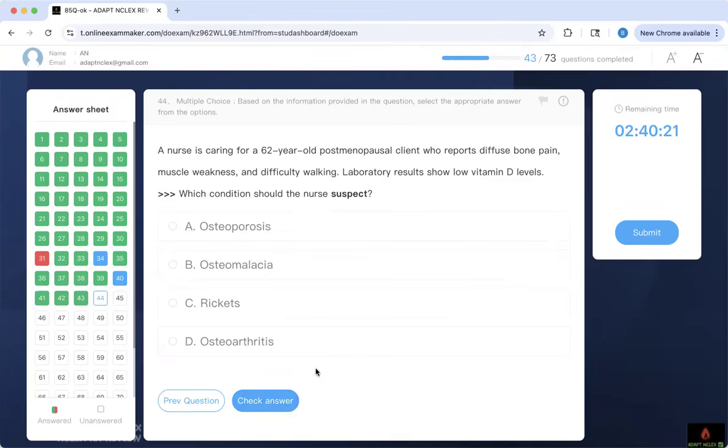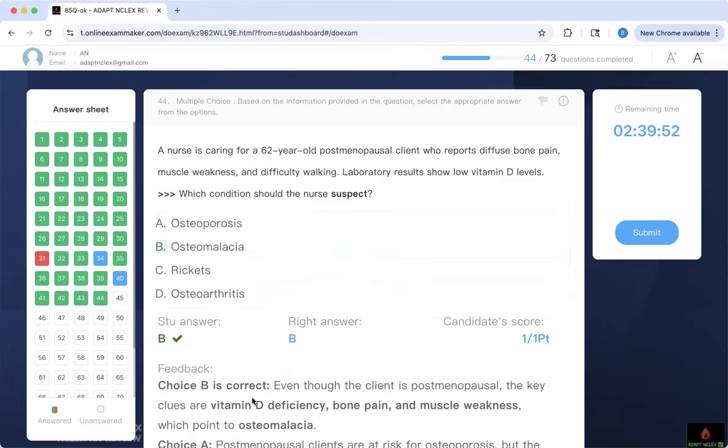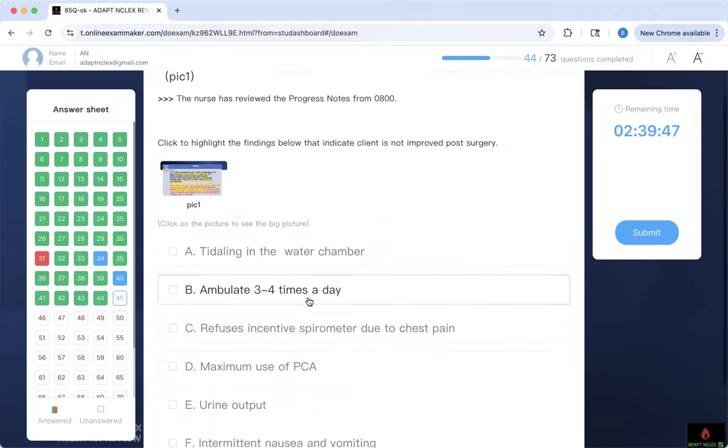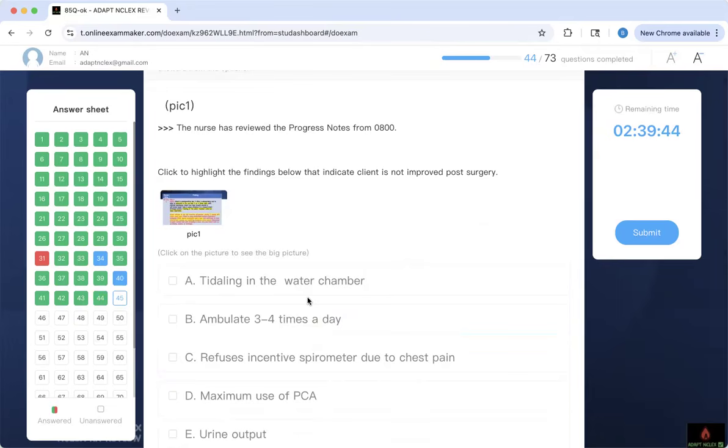And the last one, a nurse is caring for a 62-year-old. Pay attention. Postmenopausal client who reports, even though it's postmenopausal, what is the problem? Diffuse bone pain. Osteoporosis will not cause bone pain. Muscle weakness, difficulty walking. Laboratory results show what? Low vitamin D level. The presence of vitamin D deficiency makes this not osteoporosis. This patient is too old to have rickets. There are no signs of infection, so osteomalacia. You see what we've done? I've given you all the things. Like I told you, these questions are concepts so that you can master it.